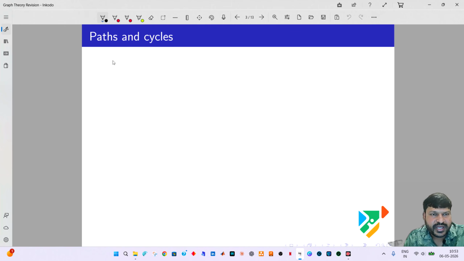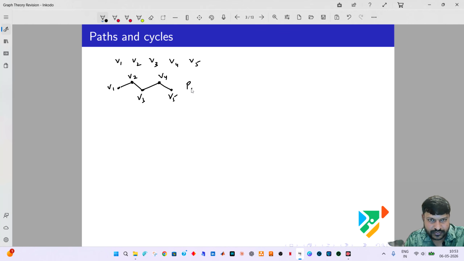Next, we discuss path. What is a path? It is a sequence of vertices such that the consecutive vertices are adjacent. For example, in this case, if we write this sequence V1, V2, V3, V4, V5, then graphically this sequence will represent V1 adjacent to V2, adjacent to V3, adjacent to V4, adjacent to V5, and it is called a path of length 4. Length 4 means the number of edges is 4, and we represent it by P5. That means we have considered 5 vertices.